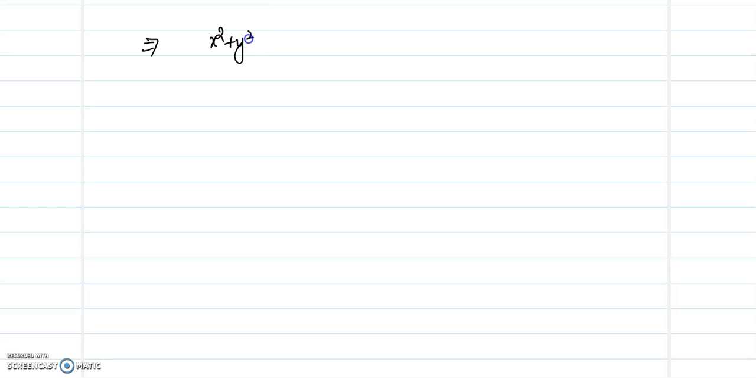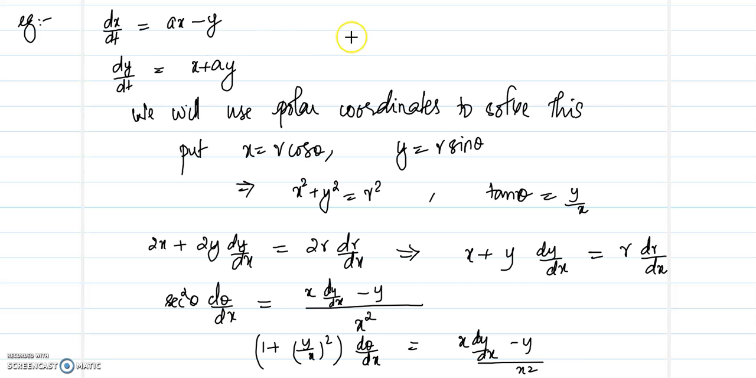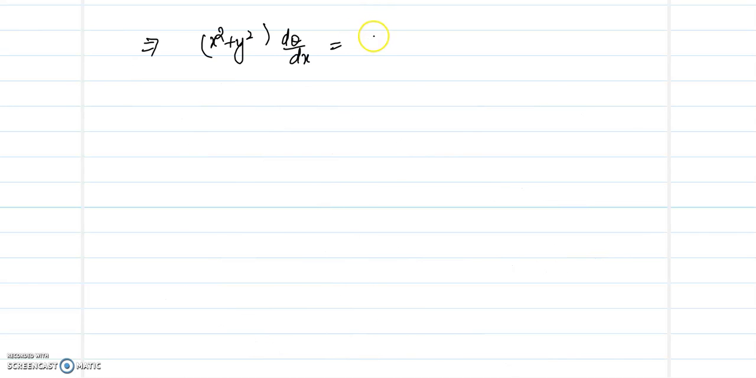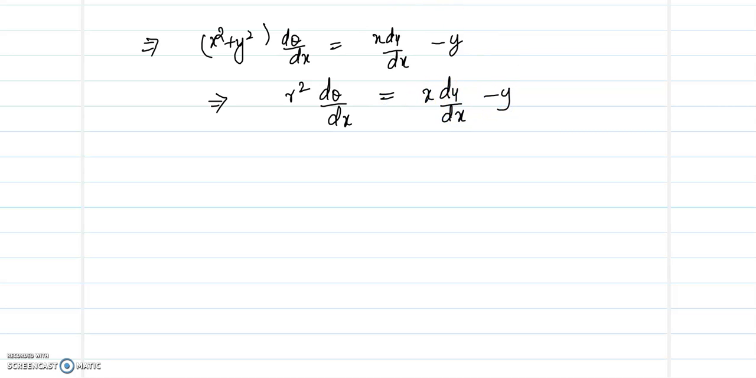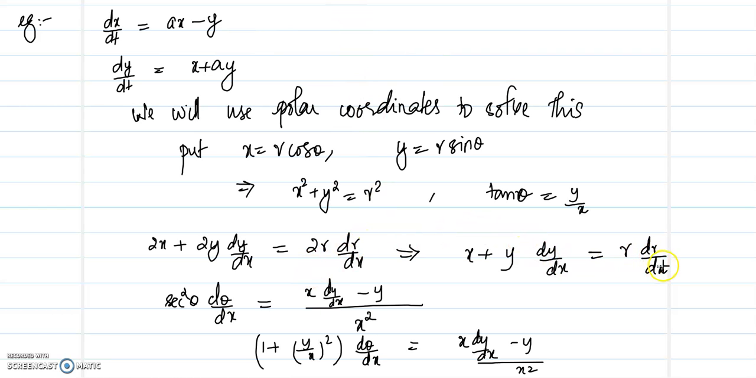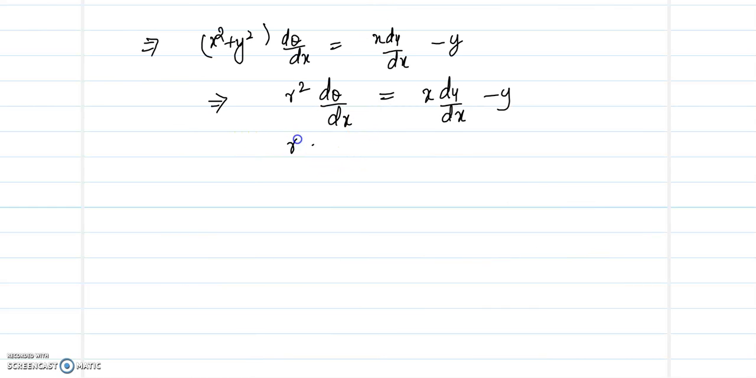Bring x square plus y square, d theta by dx equal to, x square cancels out from the right side, you will be getting x dy by dx minus y. So this will be r square d theta by dx equal to x dy by dx minus y, and from the first equation we got r dr by dx equal to x plus y dy by dx.